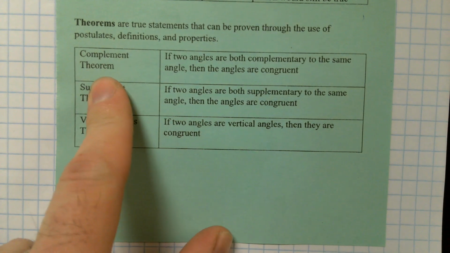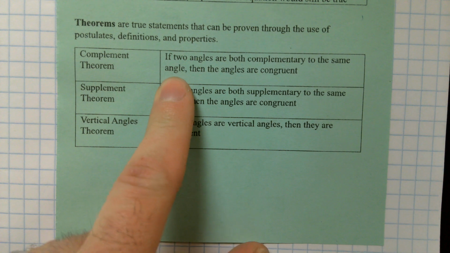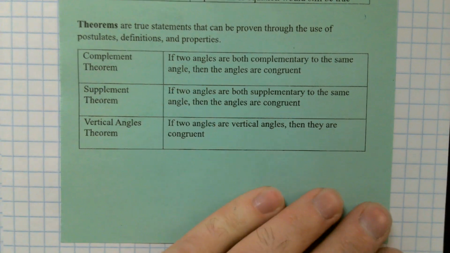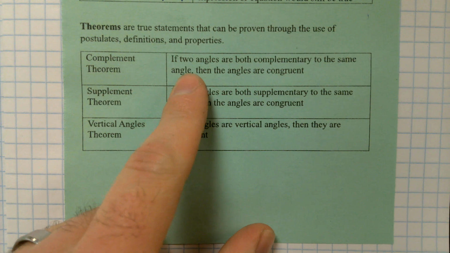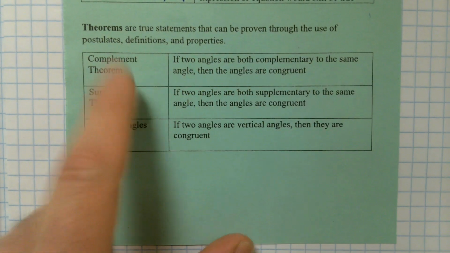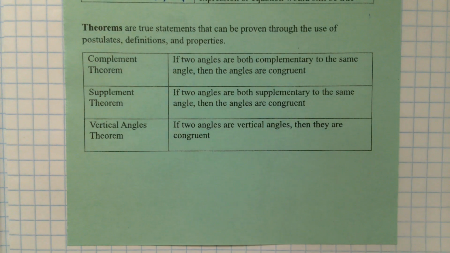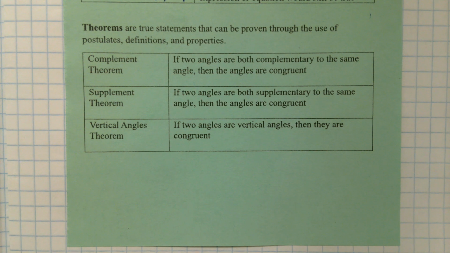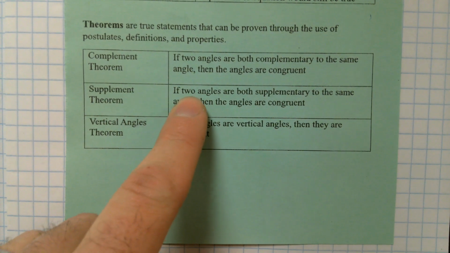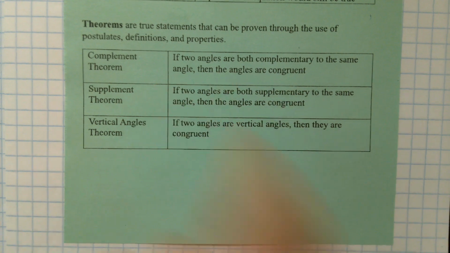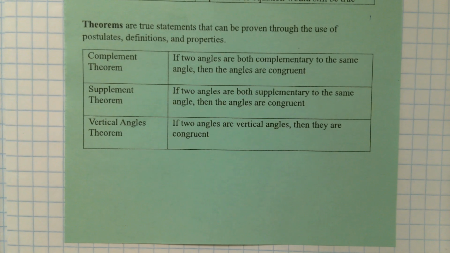Alex, can you read the complement theorem for me? If two angles are both complementary to the same angle, then the angles are congruent. Exactly. We can prove that using all the stuff that we talked about. The supplement theorem is the same thing. If two angles are supplementary to the same angle, then the angles are congruent.